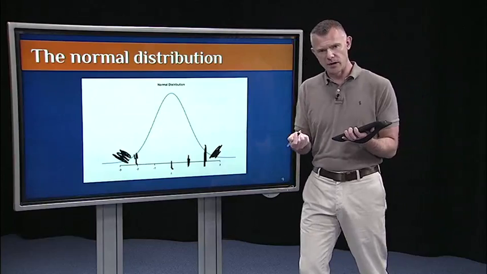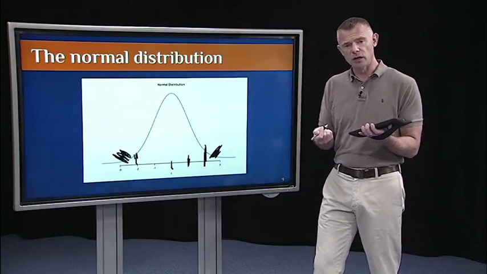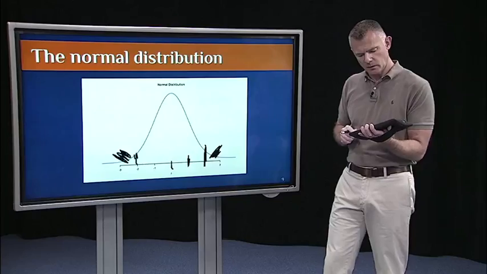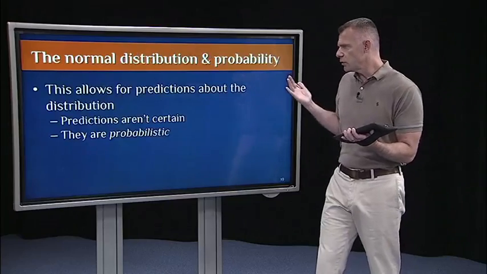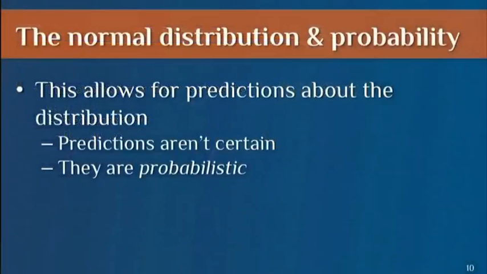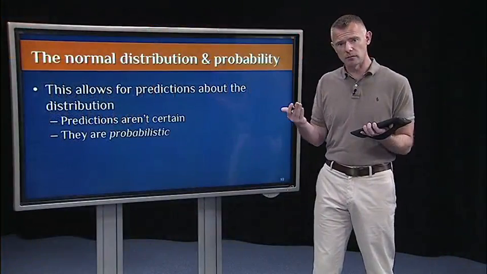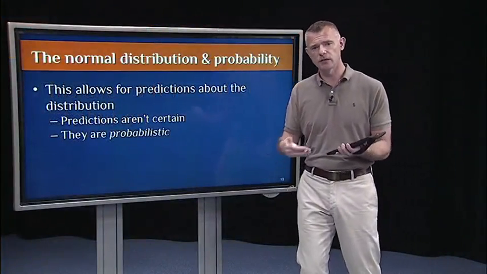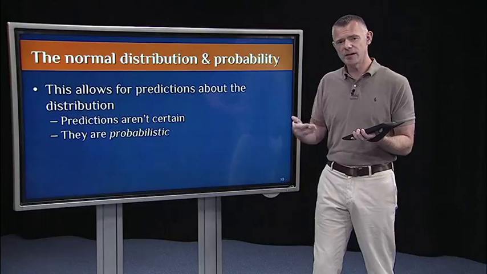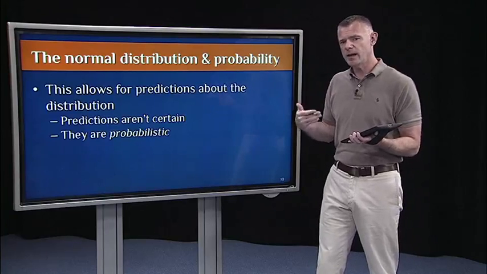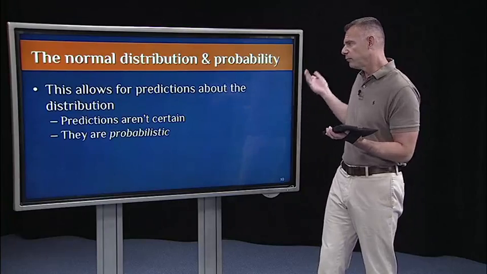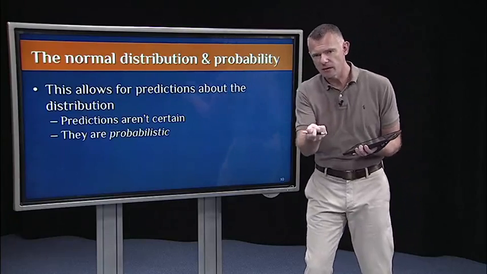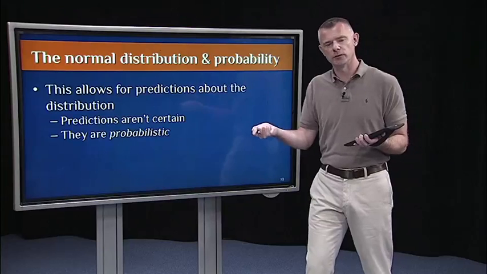We can use that information to make probability judgments. So the normal distribution combined with the idea of probability allows us to make predictions about the distribution. Now, keep in mind that predictions aren't certain. They're probabilistic. Just like the NHST logical reasoning is probabilistic, we're going to engage in some probabilistic predictions. So we're going to get p-values associated with certain questions.